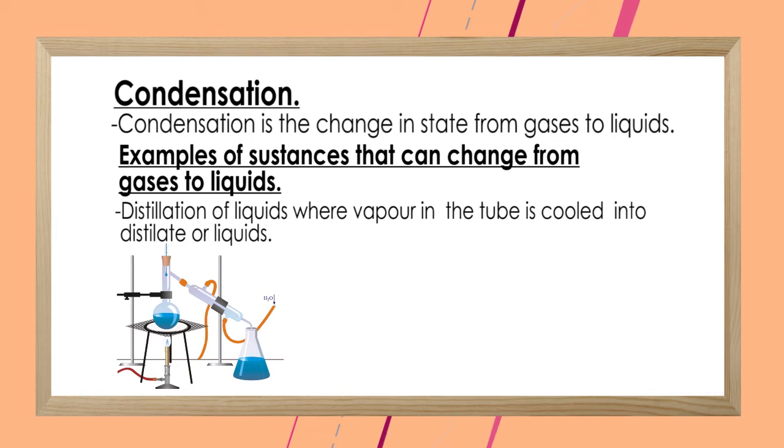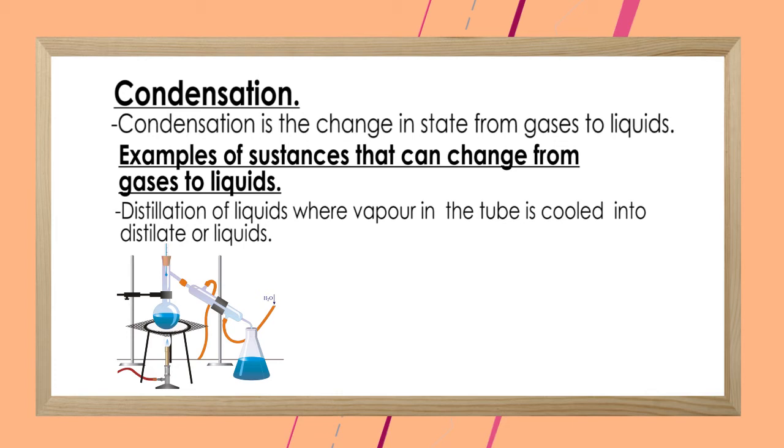Let us go straight away and see substances that change from gases to liquids. First of all, we have distillation of liquids, where vapor in the delivery tube is cooled into distillate or liquids. This happens especially to people who prepare alcohol. When you put your raw materials and set them on fire, the source of heat will heat these liquids, and in the process of heating, the liquids are going to change to vapor or steam.